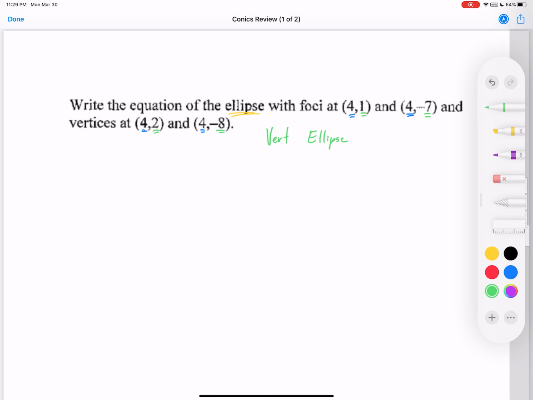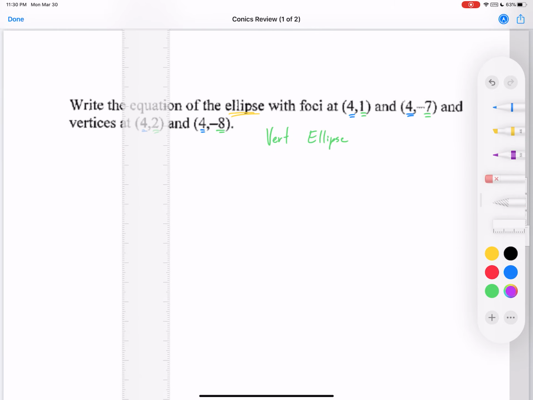So if you need to, you can go ahead and sketch it out if you're more of a visual person. If we drew an axis here, let's say this is where we have our 2 vertices, located at (4, 2) and another at (4, -8). Since this is all the same x value, oh, I'm sorry, I drew it horizontally. They have the same x value. That means our axis is going to be vertical.